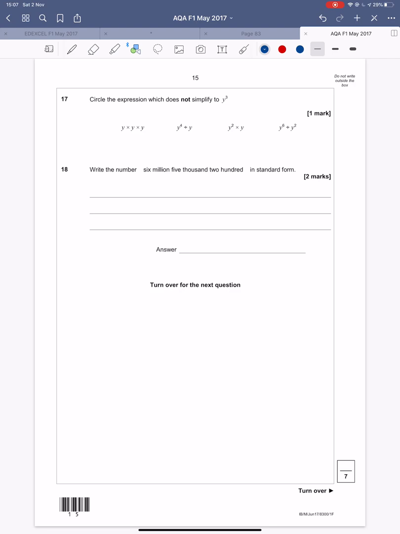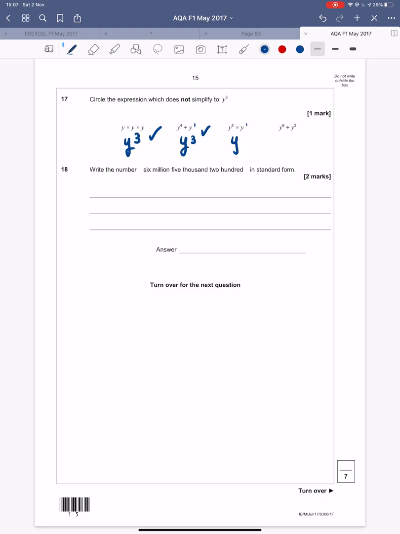Right, circle an expression which does not simplify to y cubed. So that one, 3 y's multiplied together, that is a y cubed. This one, y to the 4 divided by y. When you do it, y is a y to the 1, and you subtract the powers there, so that's a y cubed. Y squared times y.